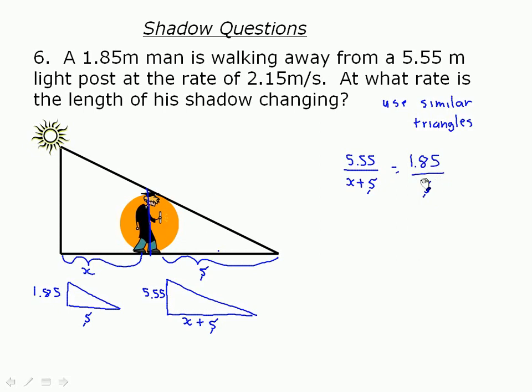And if we look at what's going on with this, we have the two variables, x and s, but what we're asked to find, ultimately, is the rate that the length of the shadow is changing. So we want ds/dt.